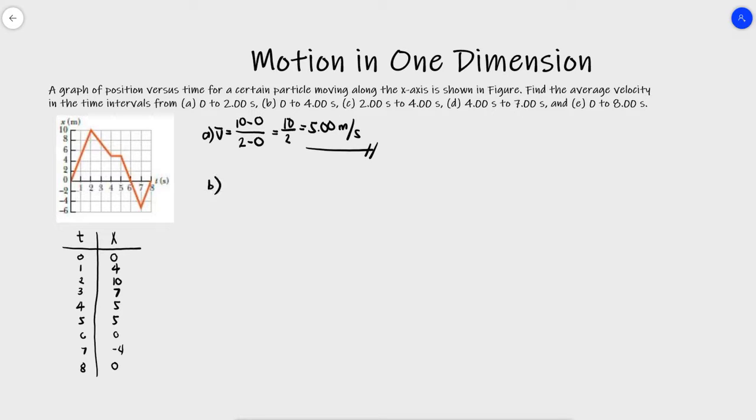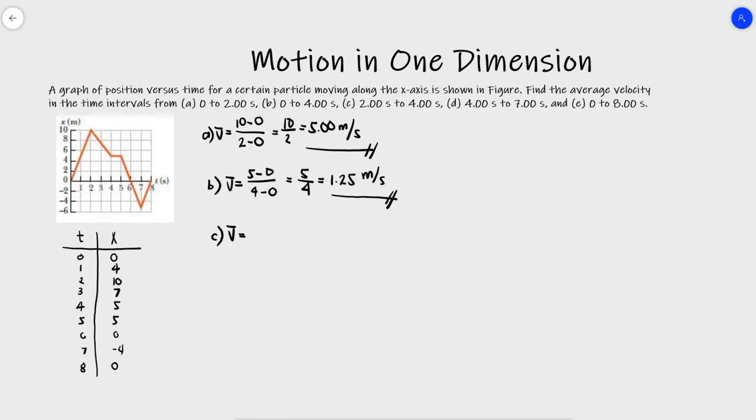How about letter B? For letter B, we're getting the average velocity from 0 to 4. The displacement after 4 seconds is 5 minus 0, all over the time, 4 minus 0. Then simplifying, we have 5 over 4, which is equal to 1.25 meters per second.